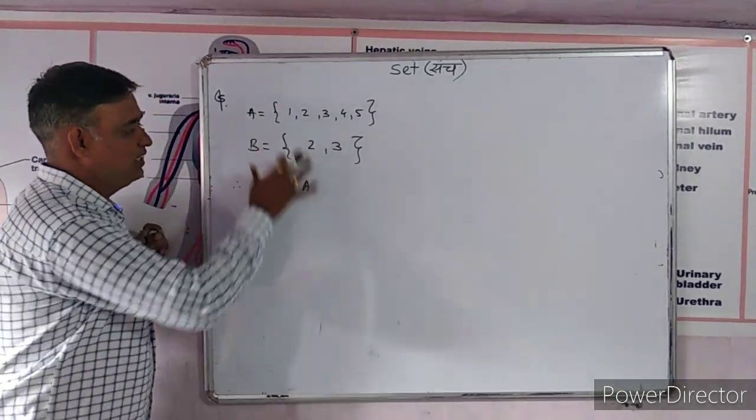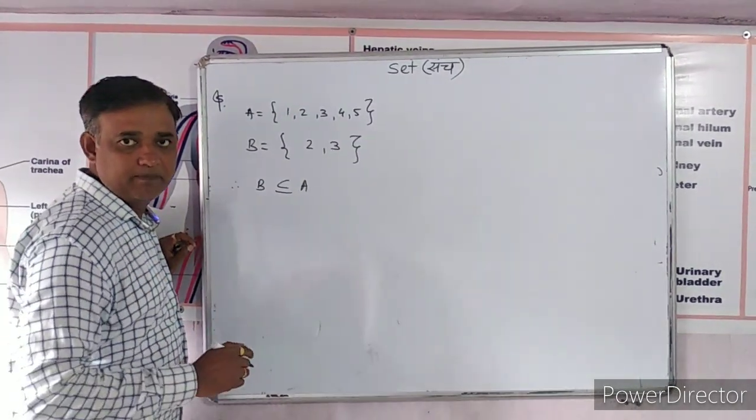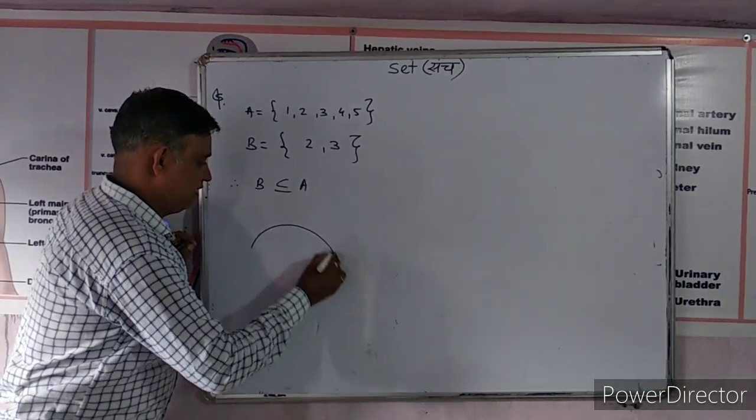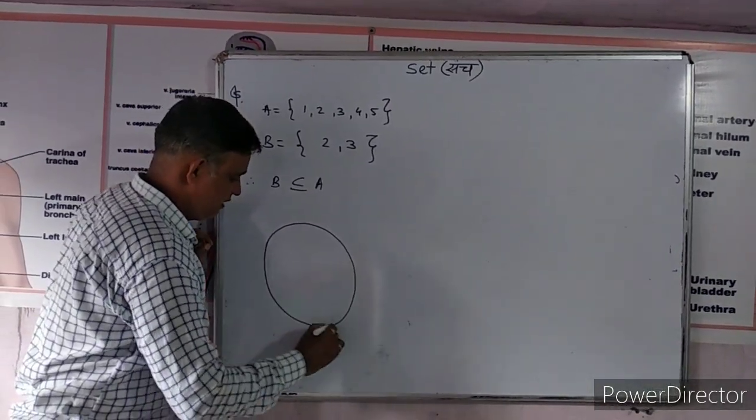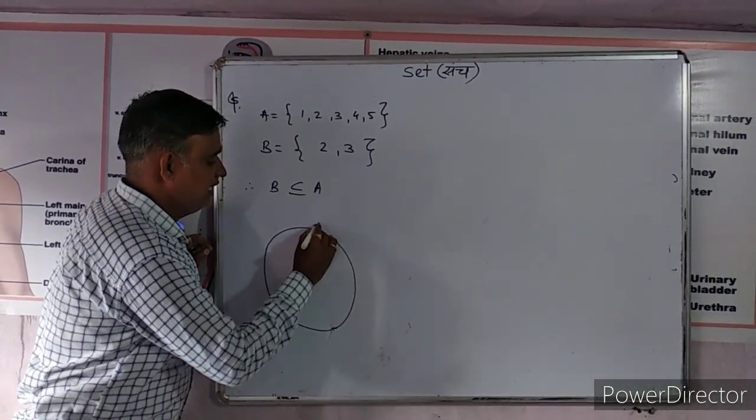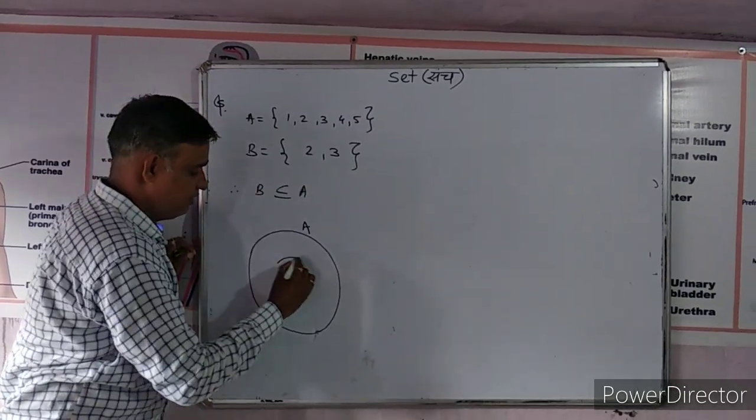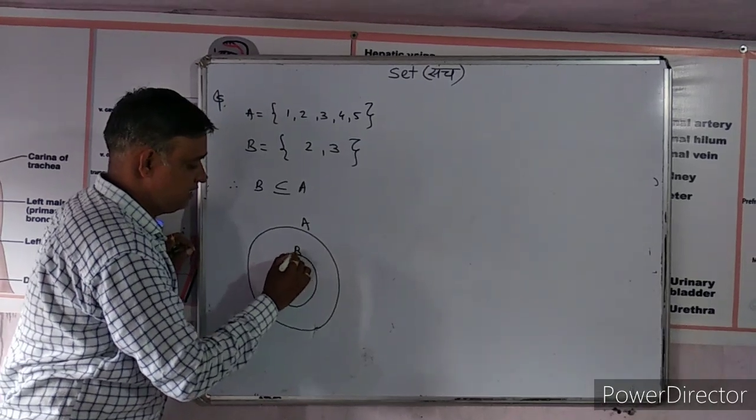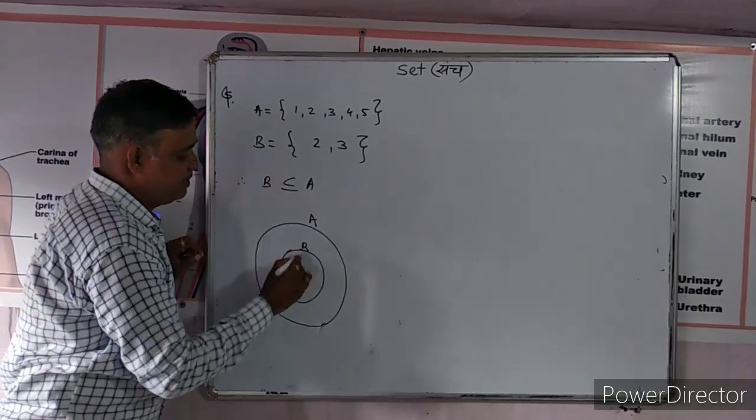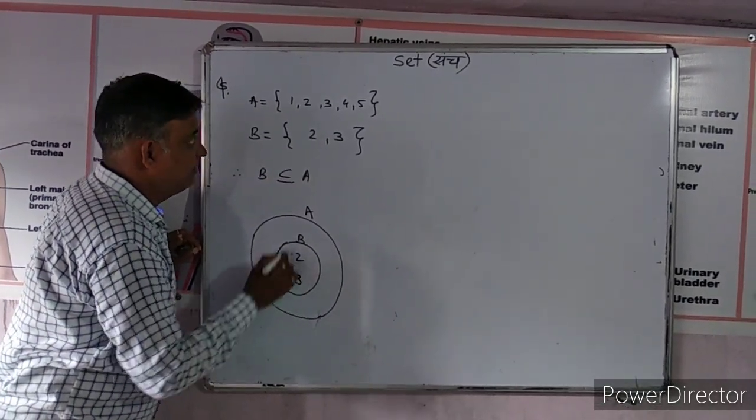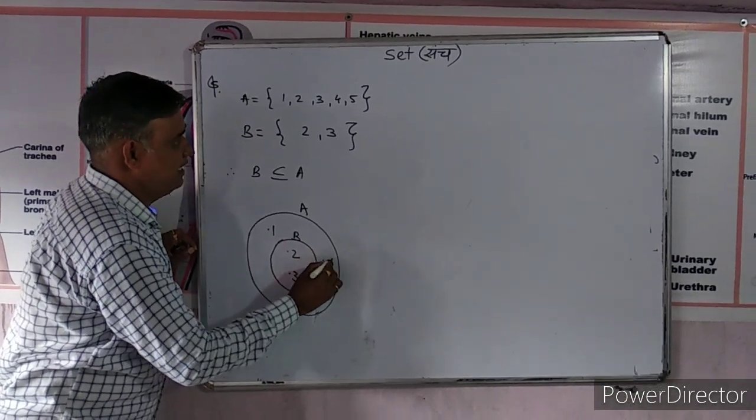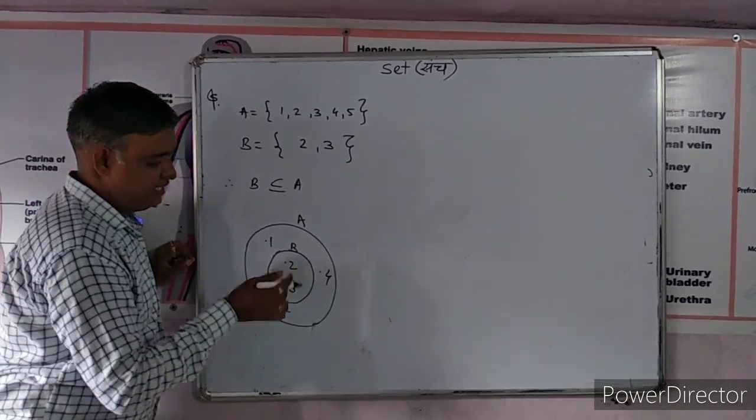Now we have to show this by Venn diagram. Suppose this is set A, and all the elements of B are in set A. Therefore, this is set B. The elements of set B are 2 and 3. The remaining elements of set A are 1, 4 and 5.